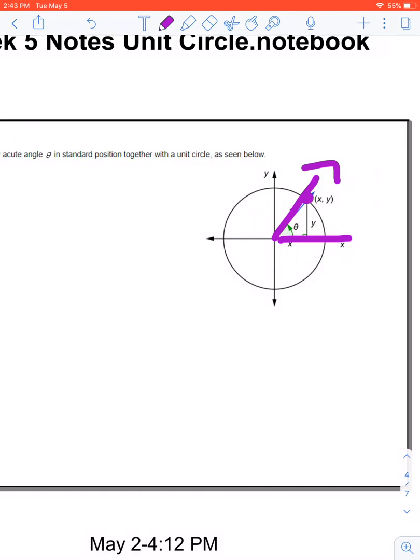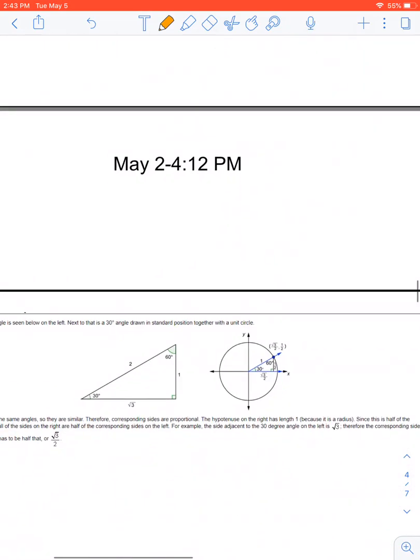So that's going to be my coordinate of the point. So a 30, a 60, a 90, a 45, a 120. There are certain coordinates that go there. Well, how do I find those coordinates? Well, that's a great question. So let's continue on.